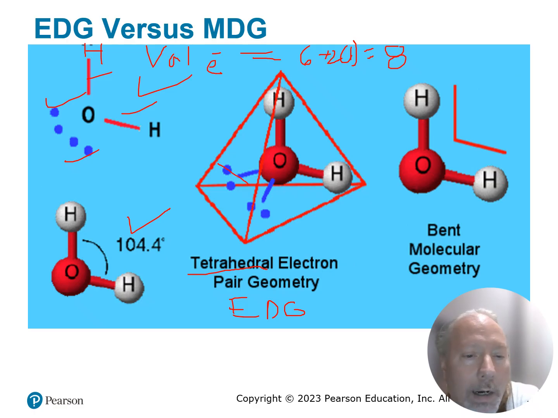Well, we ignore the 2 domains of lone pairs. We ignore those, but we don't ignore their effect on the geometry. We do not consider the lone pairs as point groups any longer. So instead of having 4 point groups as we do here, 1, 2, 3, 4, we only have 2 groups. We ignore those as point groups, and now we have a bent molecular geometry. So again, EDG does not equal MDG in this case, right?